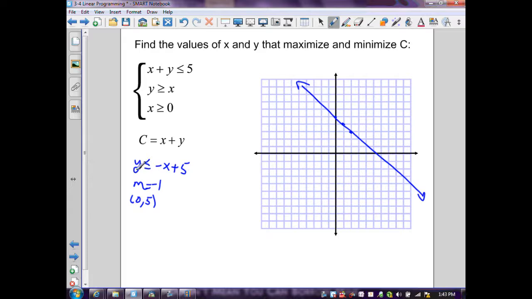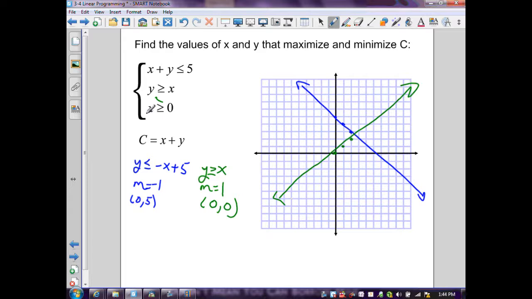What I need to do is to shade the solution for my inequality, but I'll wait until I graph these next two. Next, I'm going to have y is greater than or equal to x. So that's already solved for y. So here my slope is a positive 1, and my intercept is (0, 0). Graphing (0, 0), up 1 over 1, positive slope, up 1 over 1, positive slope. The inequality is greater than or equal to, so again, this is a solid line. I still need to shade, but I'll wait.